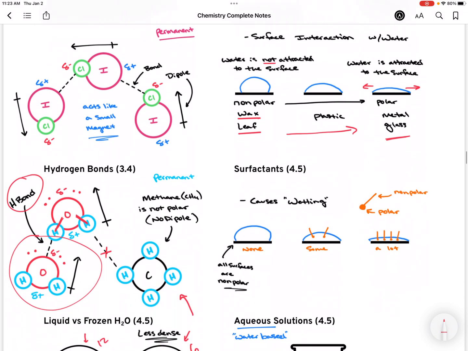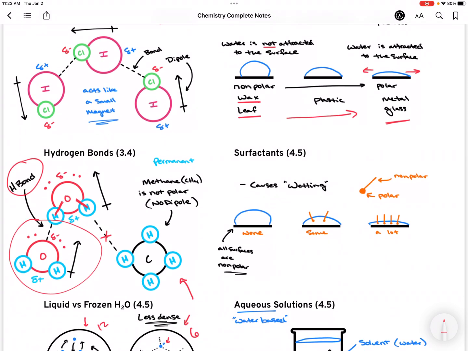Now, the other way of looking at this is called surfactants. So let's just assume that each of these surfaces here is like wax paper or a leaf. Okay, so if there's no surfactants, a surfactant is something that has a polar and a nonpolar end. So it's usually a large molecule. Typically, we associate surfactants with soap. This is how soap works.